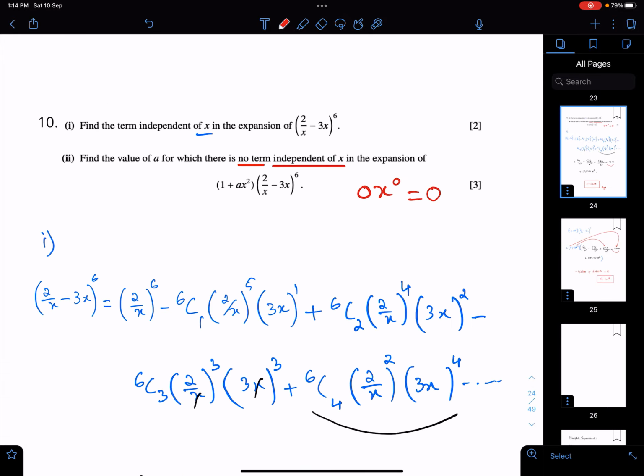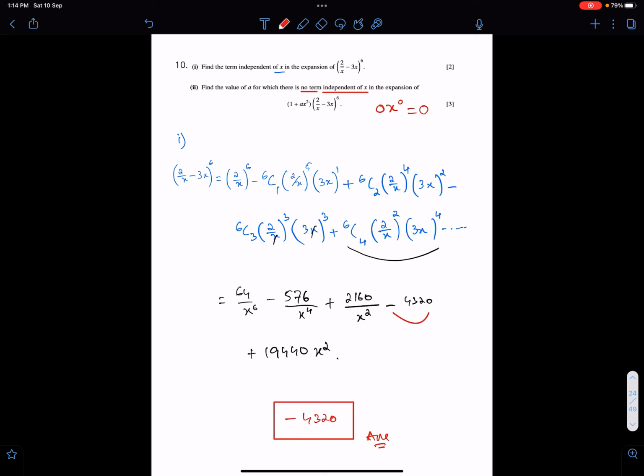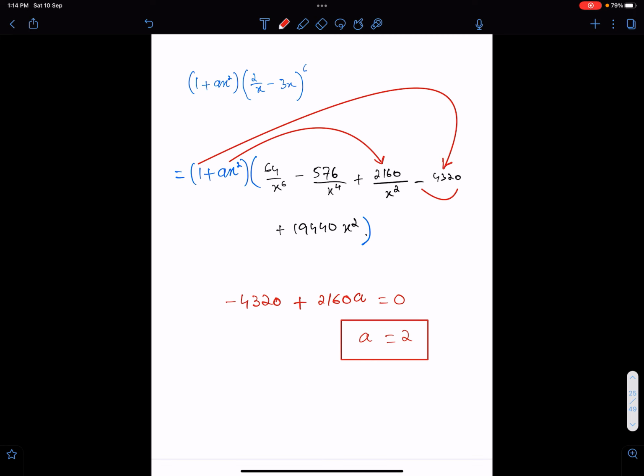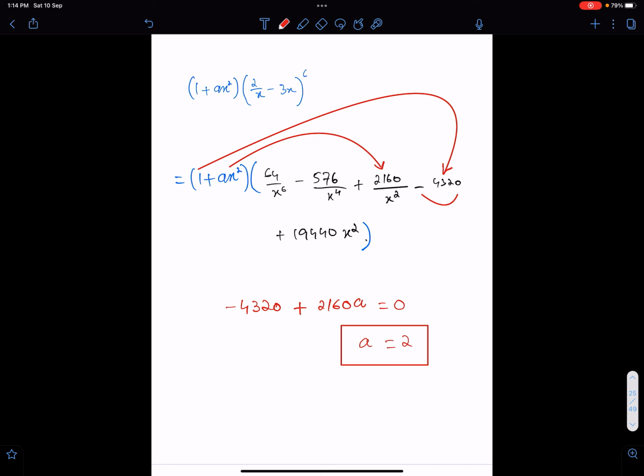You can check the solution again. This is the solution of the first part, and this is the solution of the second part.